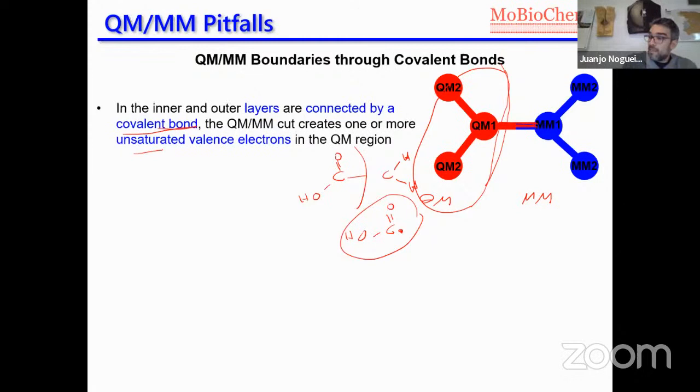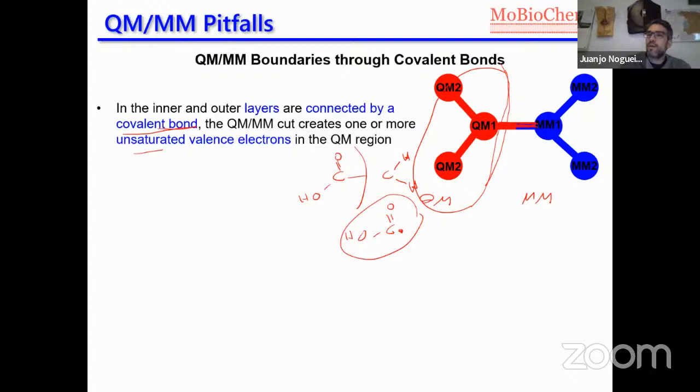So if this is a single point calculation, it's very hard to see it, because if the calculation converges, then everything looks good. You could maybe print the electronic density of your system and represent it with the classical atoms, and see if the electronic density is, let's say, inside the classical region. That's the only way.